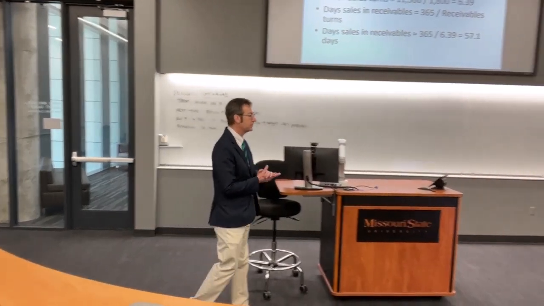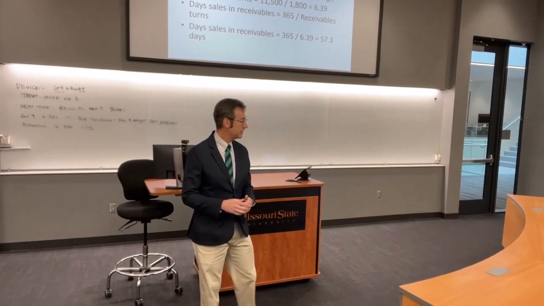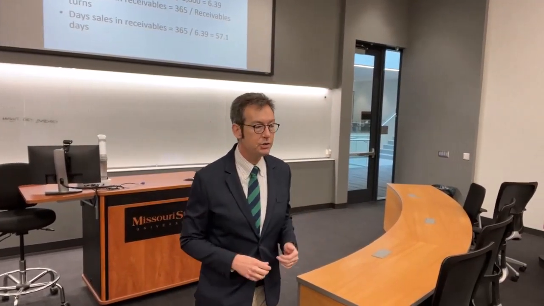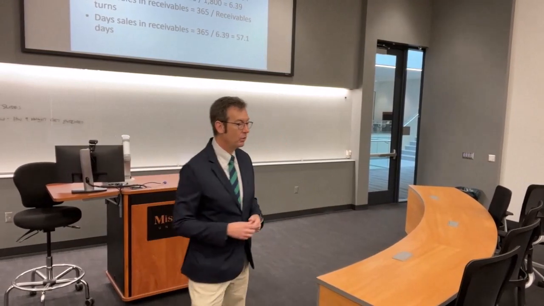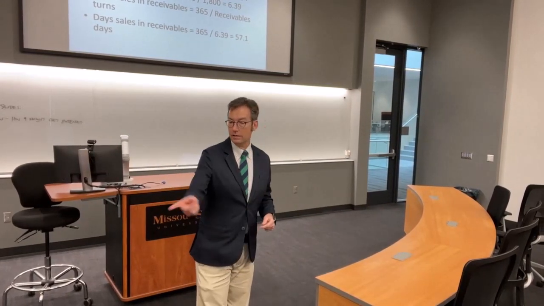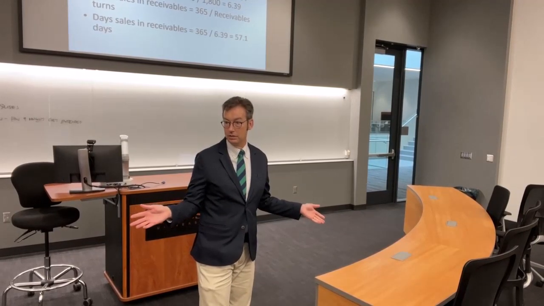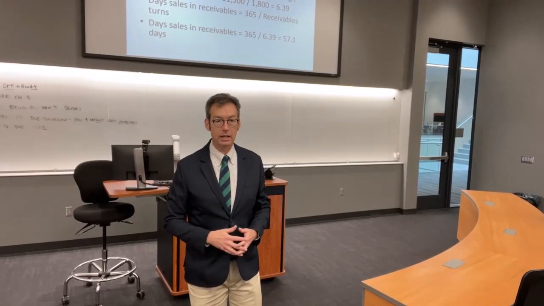We're going to take 365, divide by that to get our receivables terms, and therefore our days sales in receivables is 57.1 days. The interpretation: on average, it takes our customers 57.1 days to pay. Does that mean they're all paying in 57.1 days? No. In fact, getting back to your story, John Deere was taking much longer than that, which meant you had people who were taking less than that to pay.